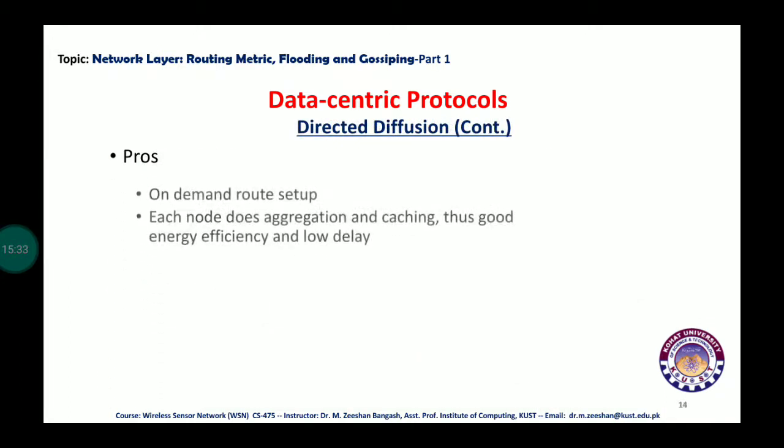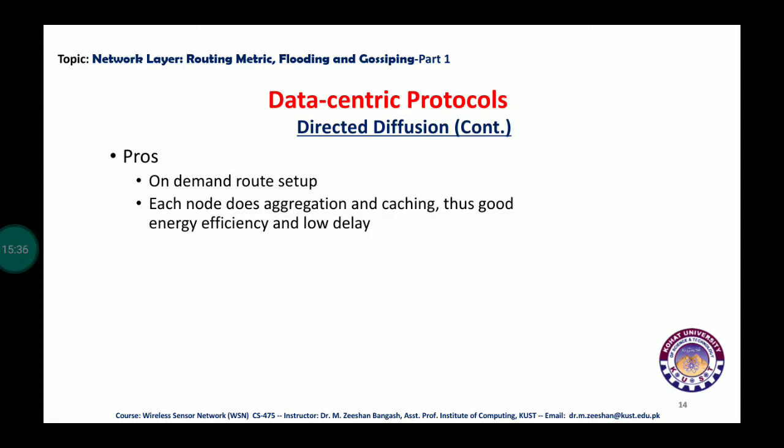Some pros include that the routing is performed on demand, so it's a sort of on demand setup mechanism, and every node performs aggregation and caching, which will use a lot of resources. Thus we can see as a positive aspect that the computation has been distributed across multiple sensors. Every sensor does aggregation, and it will introduce low delay.